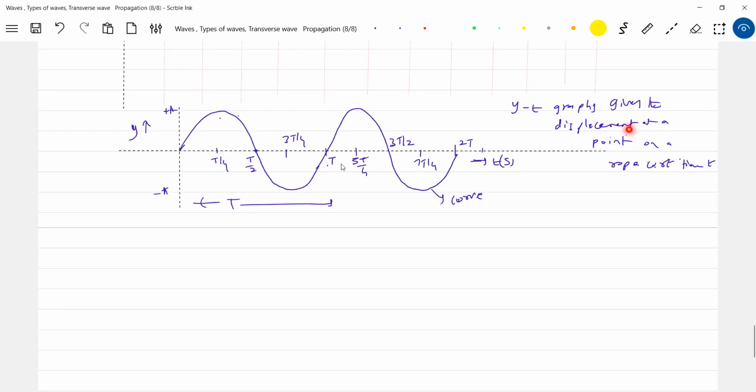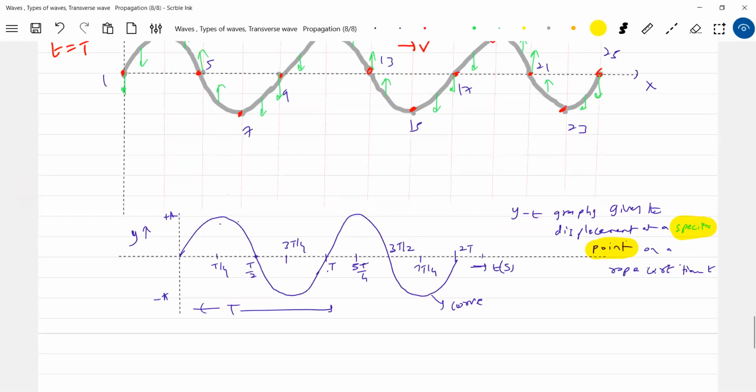So the graph gives the displacement of a point on a rope, of a specific point on a rope. Specific, I'll write it, the one which you picked up. Specific point on a rope with respect to time t. So we do have that one. So now let's come to the y-x graph.